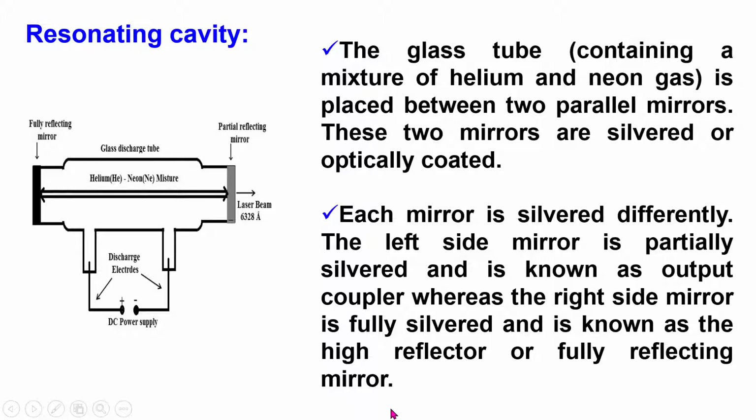The third component is the resonating cavity. In the helium neon laser, it uses a glass tube containing a mixture of helium and neon gas. This glass tube is placed between two parallel mirrors. These two parallel mirrors are silvered or optically coated.